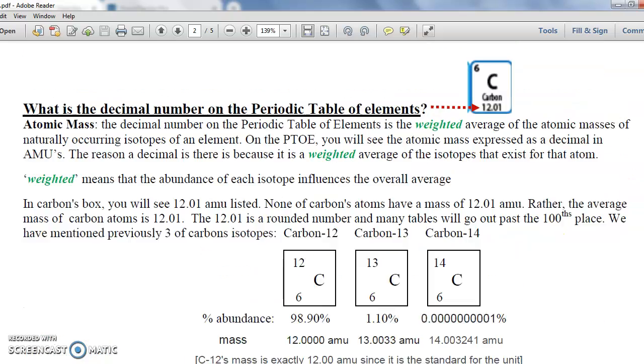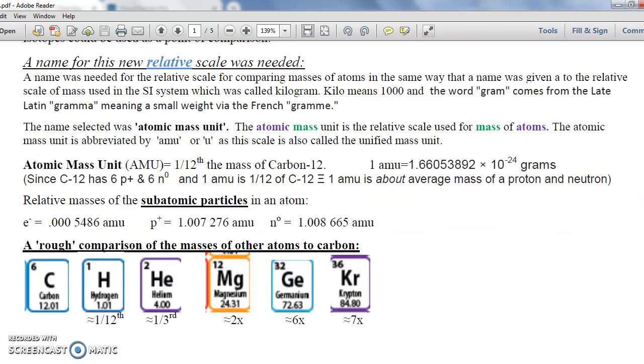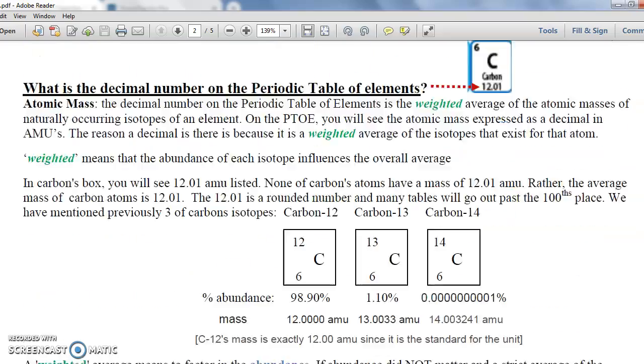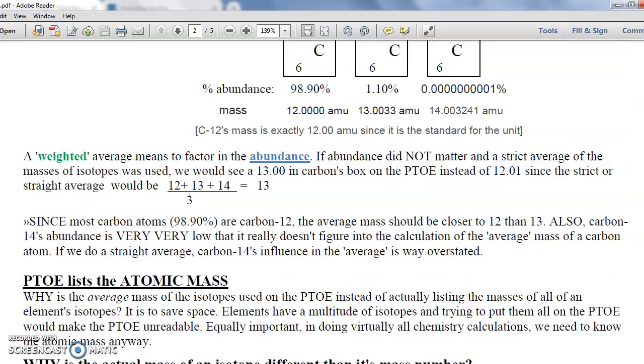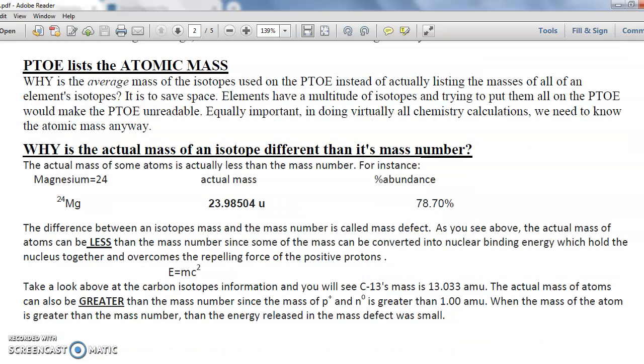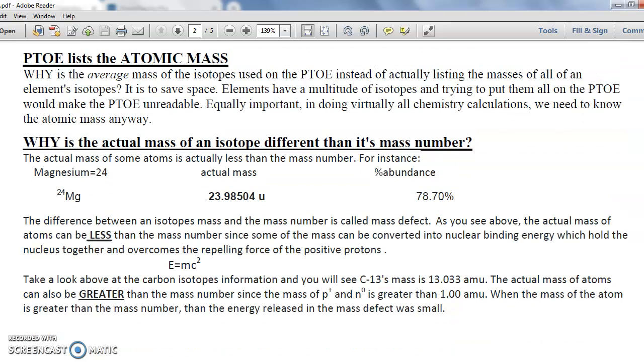Well, if you remember, the actual particles themselves were not exactly one. So when you add the mass of the particles up, you will find out that the actual atomic mass can be bigger than the mass number. Sometimes it can be less. Take a look at this one.